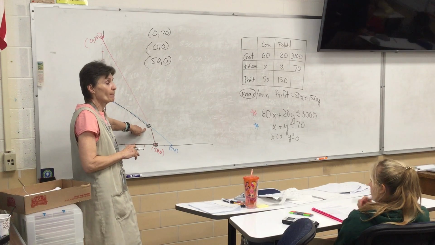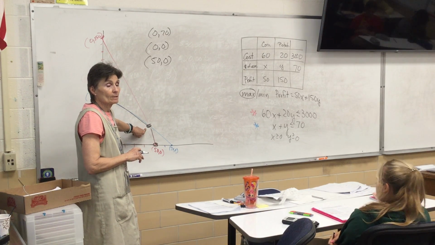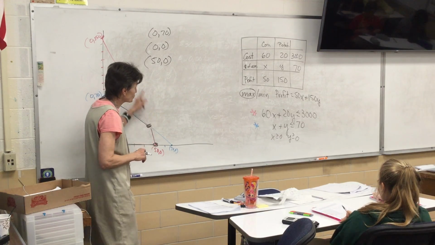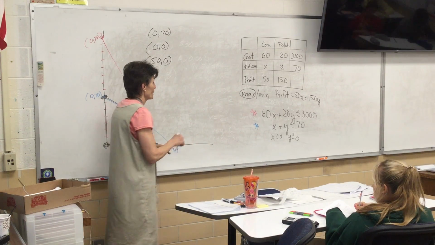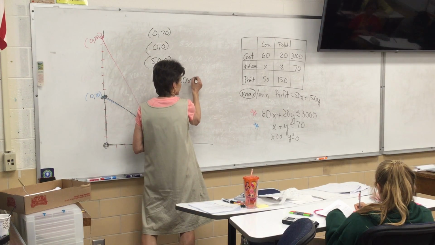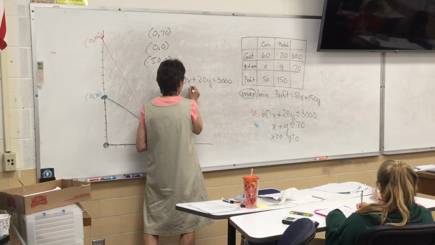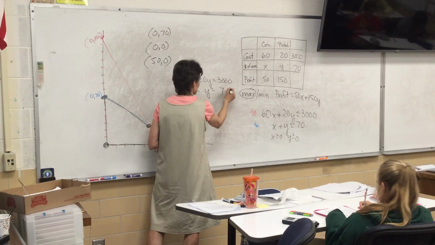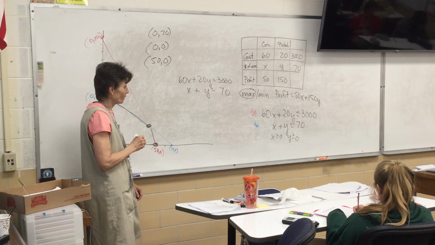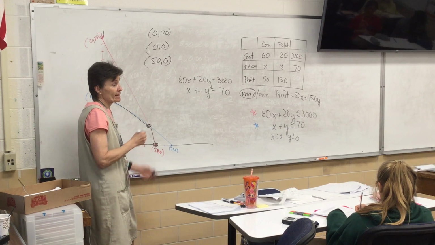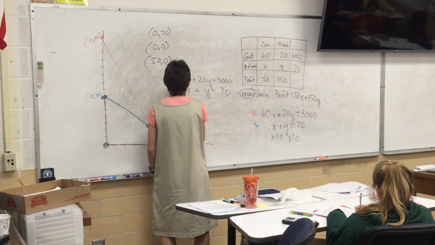So where is it coming from? From the x plus y and the 60x plus 20y. The blue equation and the red equation are crossing. So I have to solve 60x plus 20y equals 3,000 and x plus y equals 70. Would everyone agree with that? And do whatever you do. Whatever flips your switch. Here we go.